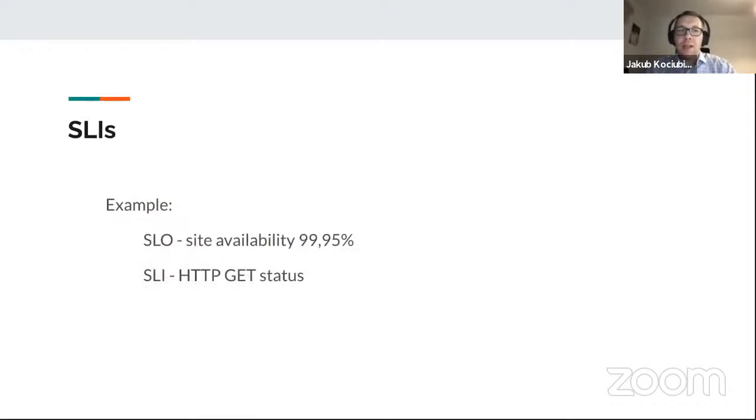A short example of SLIs and SLOs. If you say, hey, I want my website to be available 99.95% of the time, you could say, okay, a good SLI for that, one of the SLIs, we should always define more than one, may be, hey, I will do an HTTP GET and see what comes back, and I should get an OK 200 response, everything's fine, 99.95% of the time. So this is how you would define it.